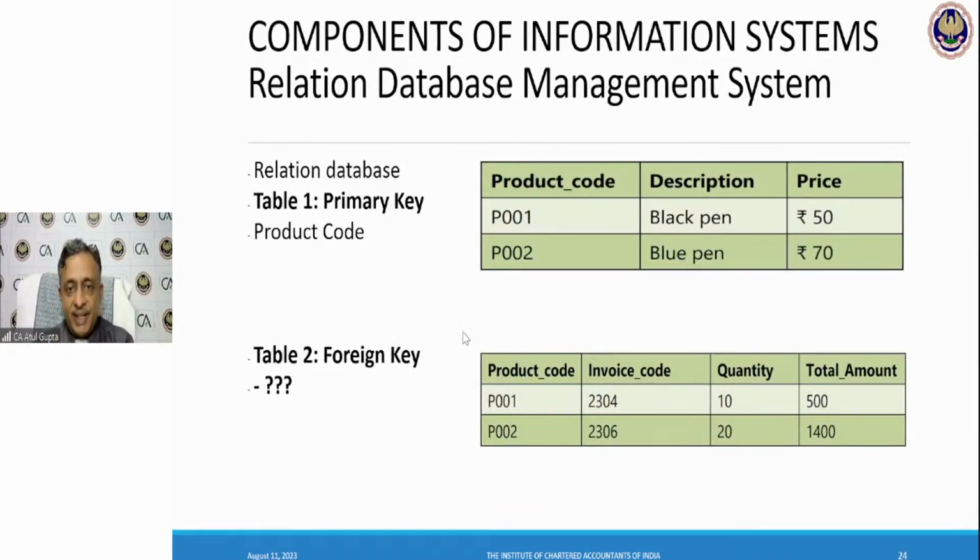So in this data table, the product code is the primary key. These two data tables will be linked through this product code. So the foreign key in the second data table becomes the product code.